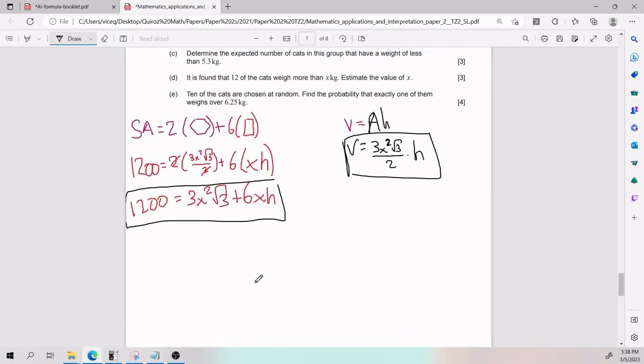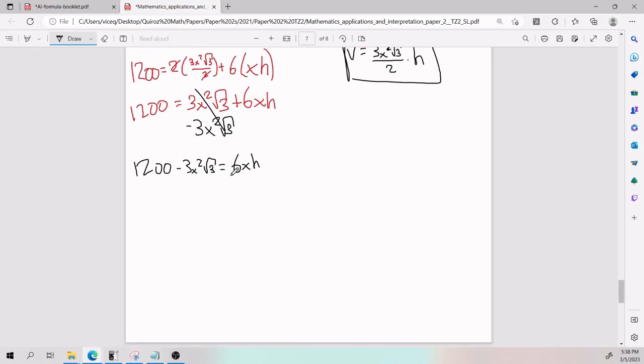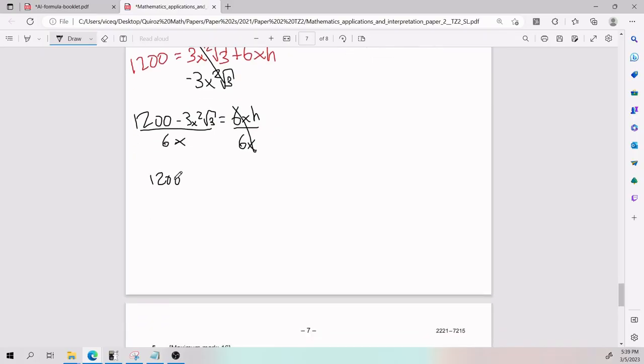So for this guy on the left, the surface area, I'm going to have h equals something, all right? So for getting h alone here, I first need to start off by subtracting 3x squared square root of 3 from both sides. So that makes this go away over here. 1200 minus 3x squared square root of 3 equals 6xh. I still need to get h alone. What is it being affected by? By a 6 and by an h, it's being multiplied. So I do the inverse, divide. So divide both sides by 6x. I go like that. See? So 1200 minus 3x squared square root of 3, divided by 6x, equals h.